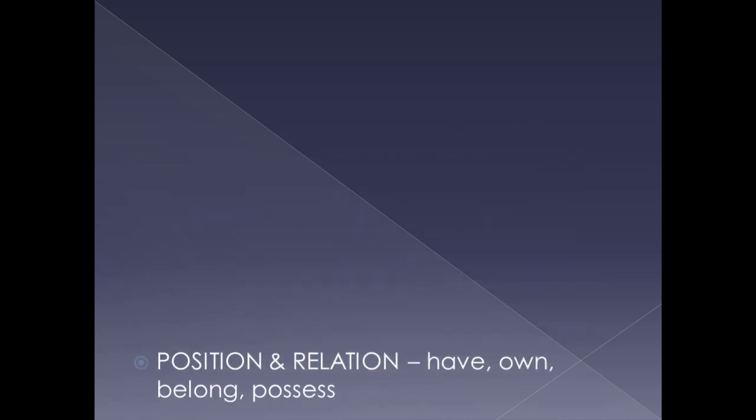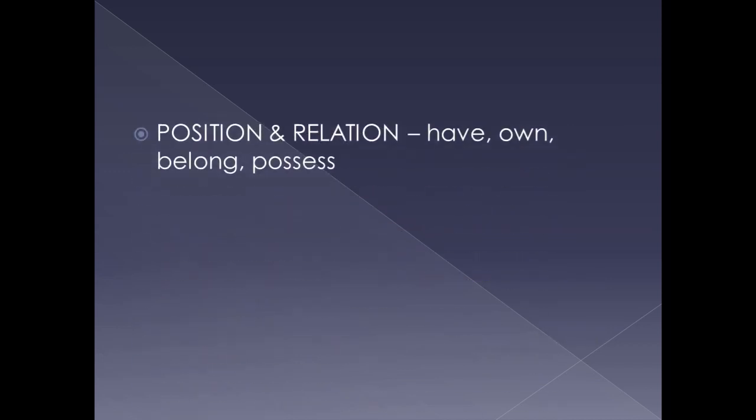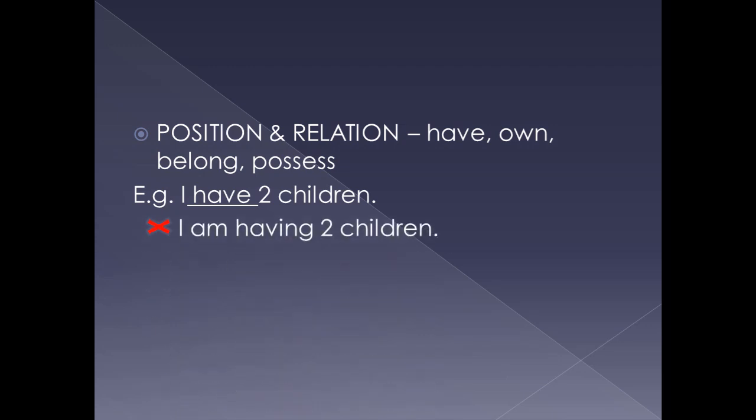The fifth category is position and relation. In this category, the verbs are have, own, belong, possess. This is the area where mistakes are very common. Listen carefully. I have 2 children. You cannot say I am having 2 children. The right sentence is I have 2 children.